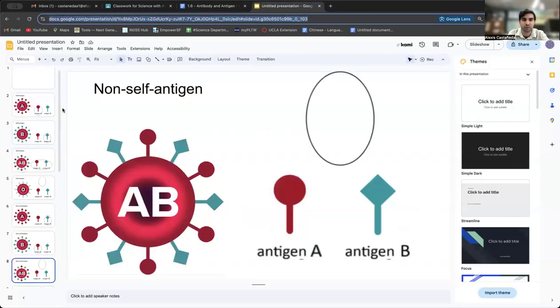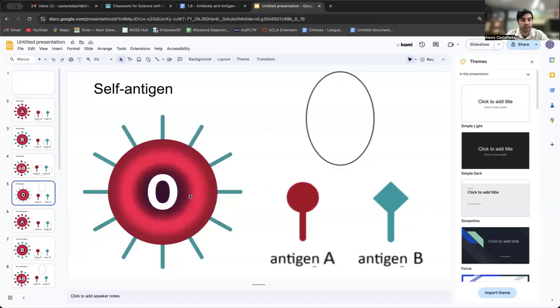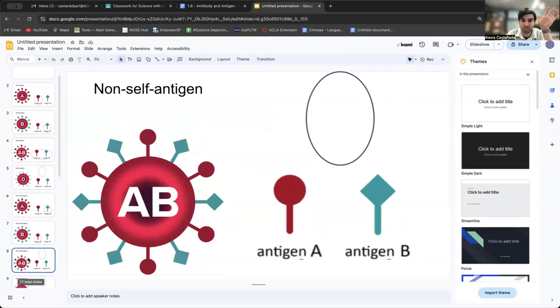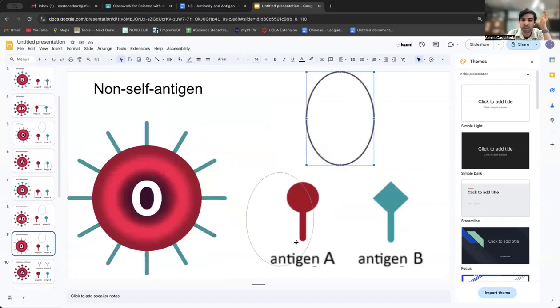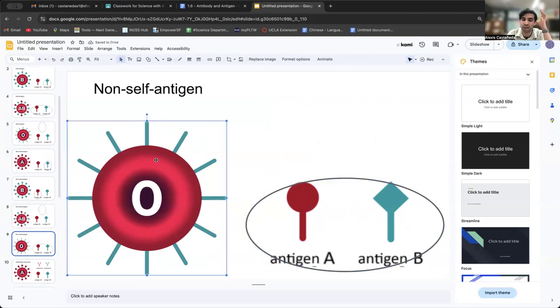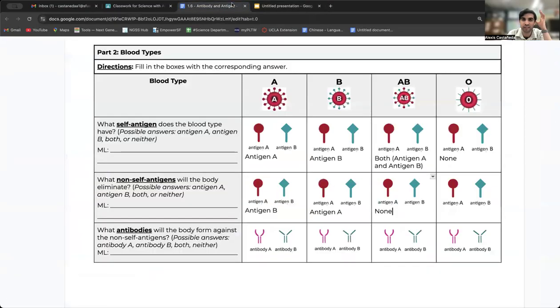And then what about blood type O? We know that blood type O has no antigens on its surface. So what we're going to say is that it has no self-antigens. That means that everything that it doesn't have is the enemy. So antigen A and B, both of those antigens are the enemy because it doesn't have them. Both of these are called non-self antigens for blood type O. If any cells have antigen A or B, they will be eliminated because these antigens are not present on blood type O. It's going to say that these two guys are enemies. So here we're going to put both.